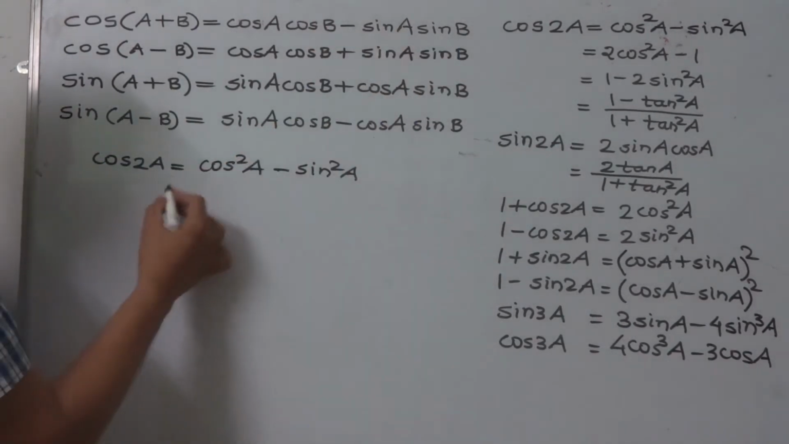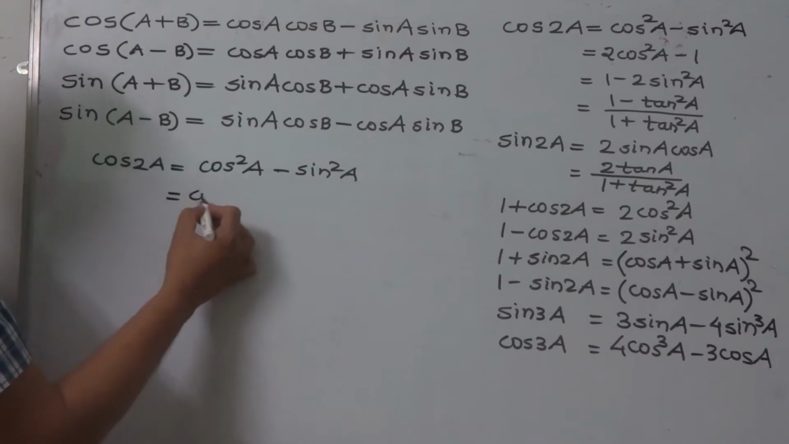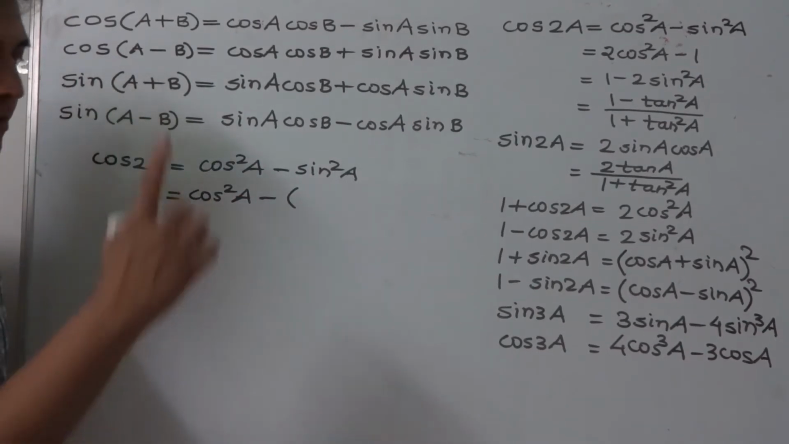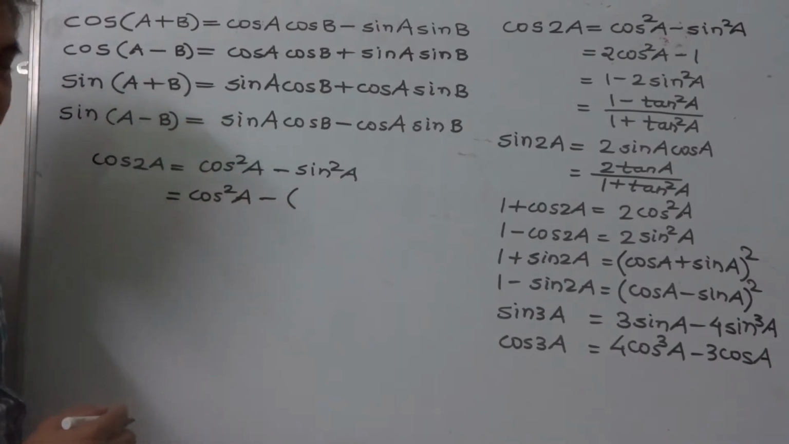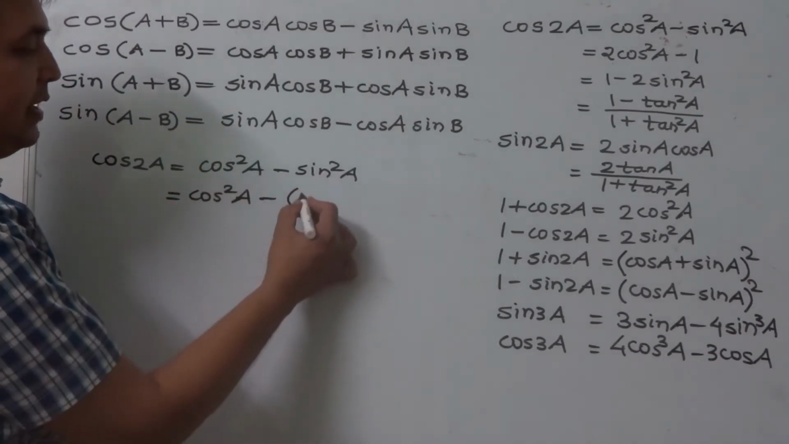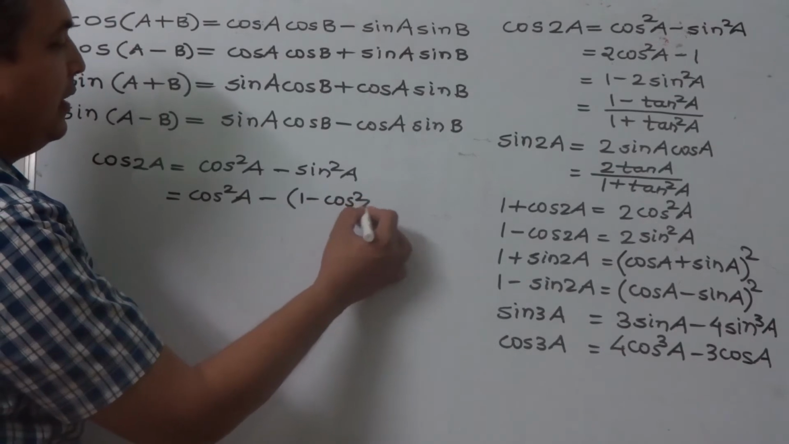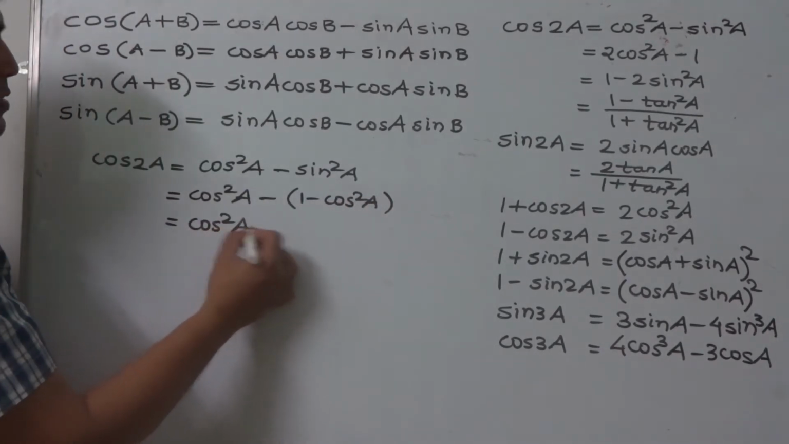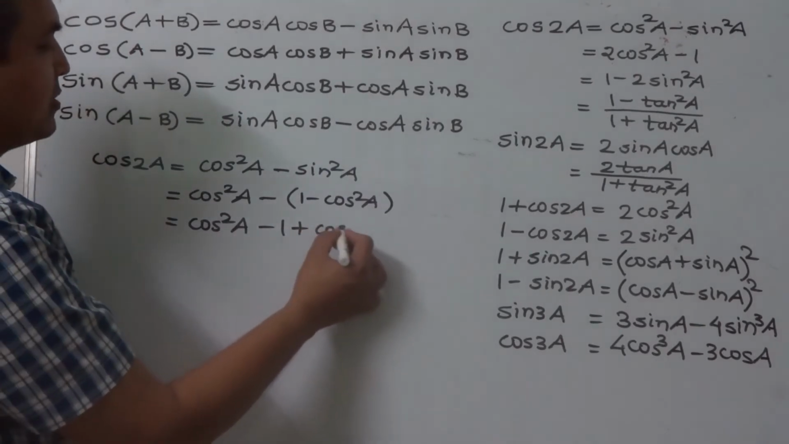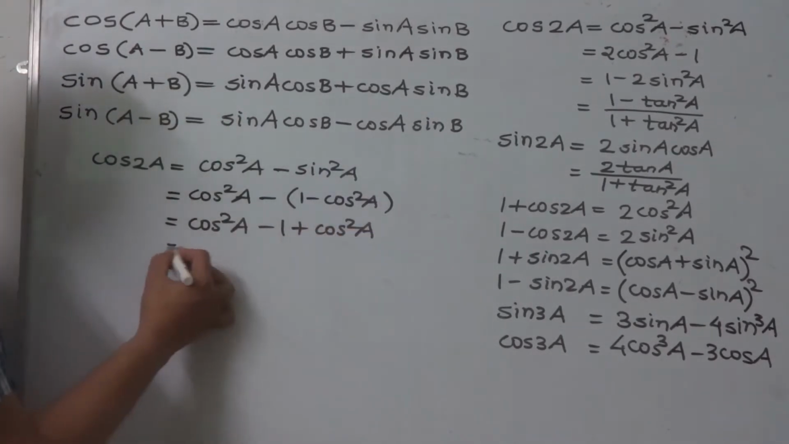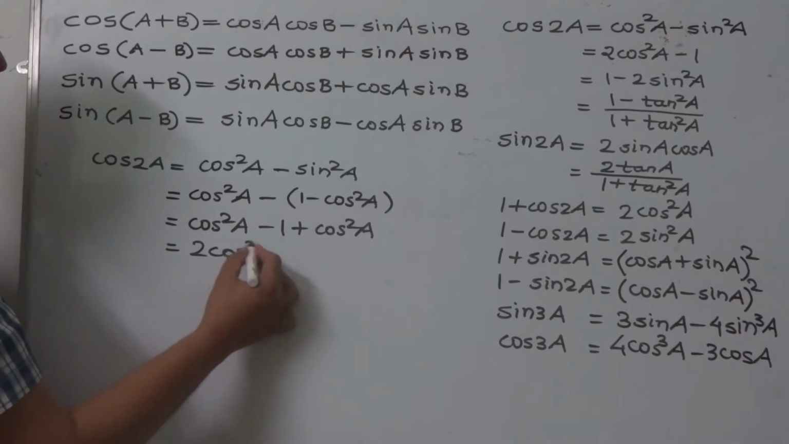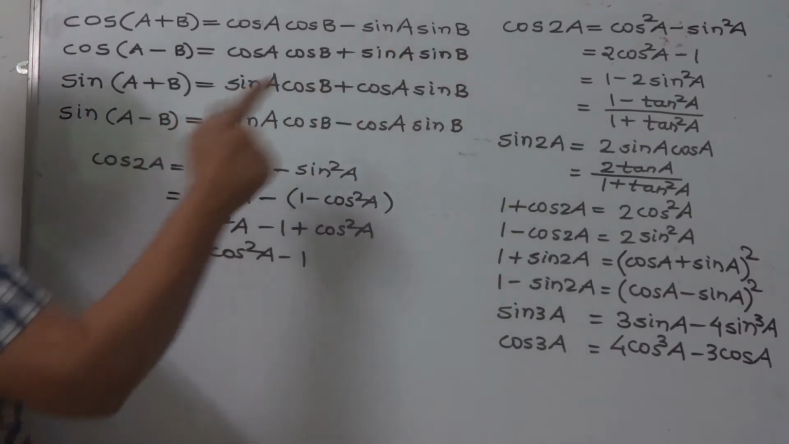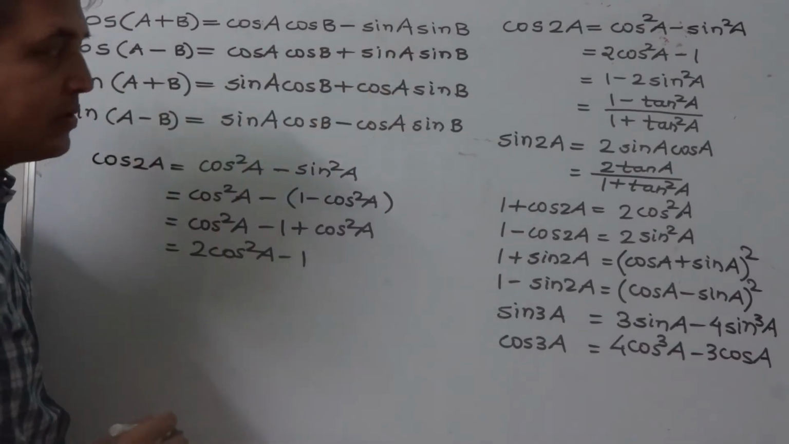Now in this result we can substitute sin square a. We know the trigonometric identity, sin square plus cos square is 1, so sin square a equals 1 minus cos square a, and solving this we get cos square a minus 1 plus cos square a, and that is equal to 2 cos square a minus 1. This is the second result. So cos 2a can also be given as 2 cos square a minus 1.